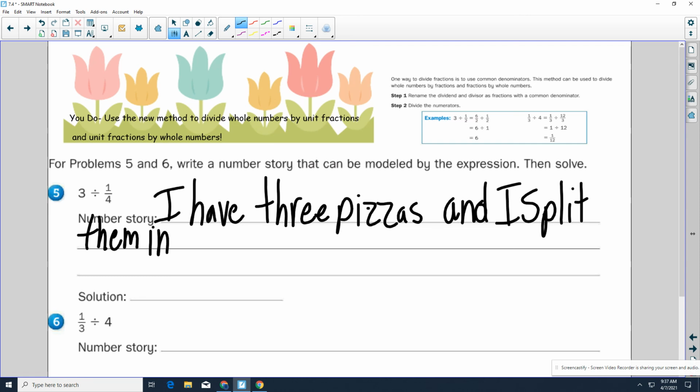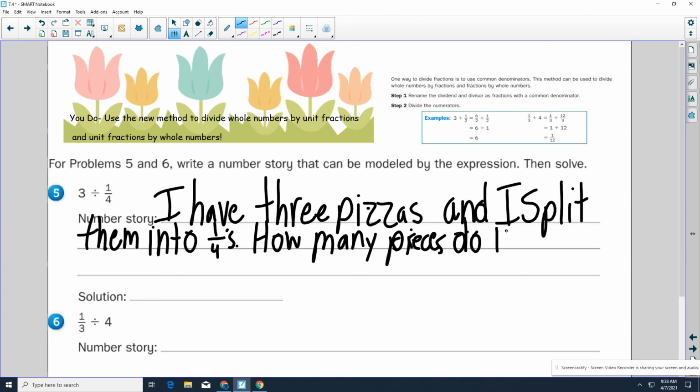How many pieces do I have? And you don't want to copy mine, but I just wanted to give you an example. So the first number is always going to be the whole amount. So I have 3 pizzas. I split them into 4ths. How many pieces do I have?